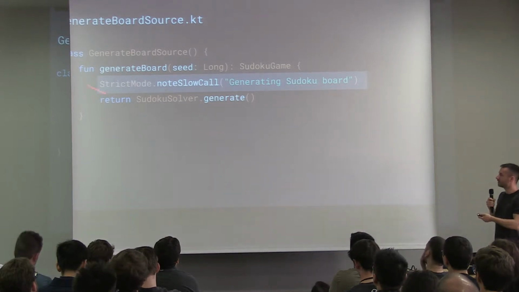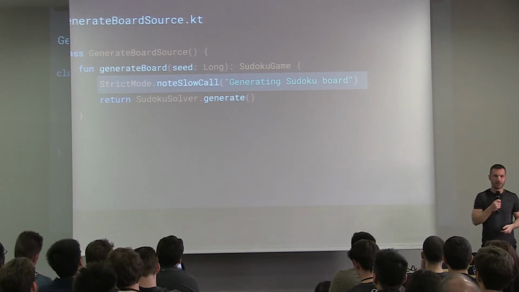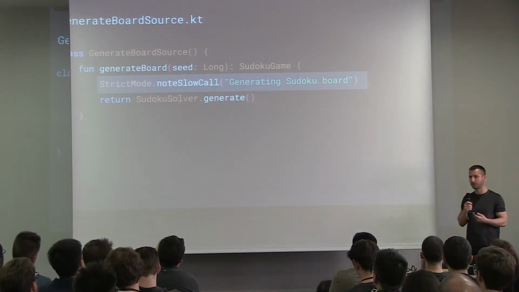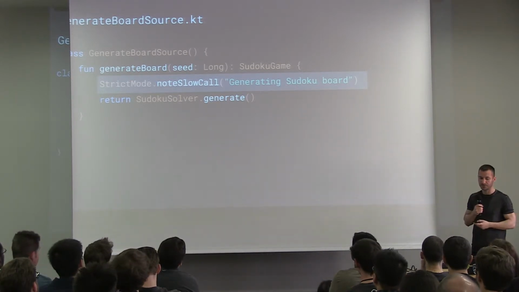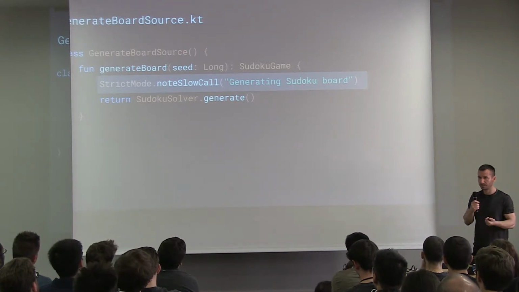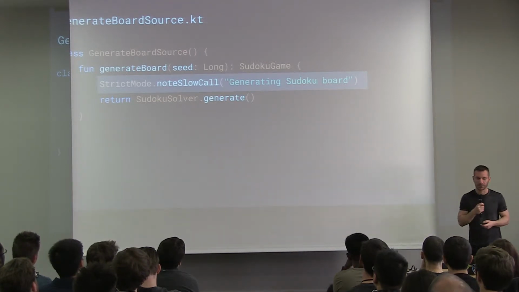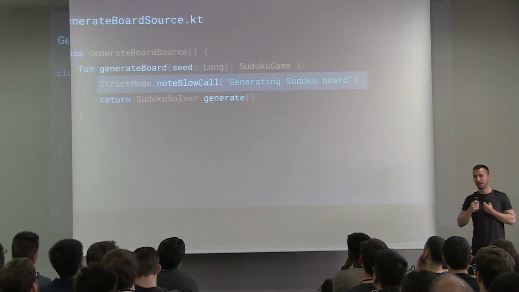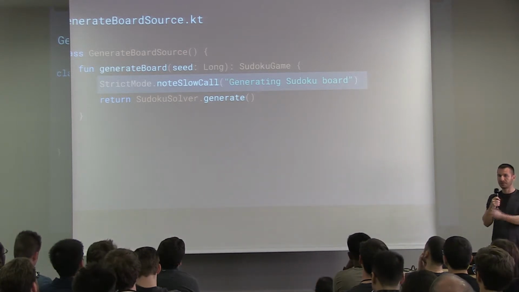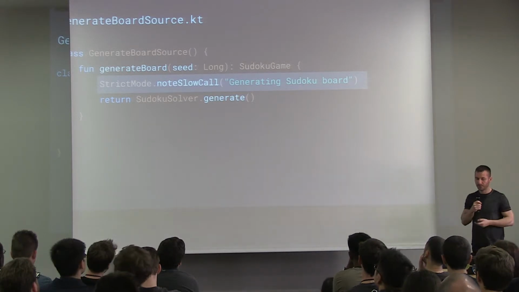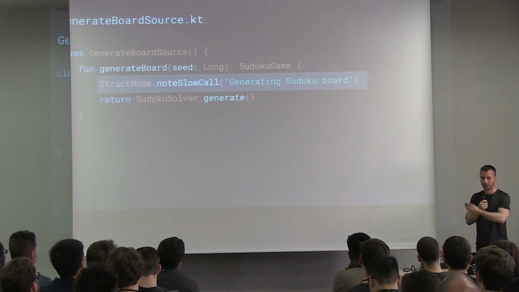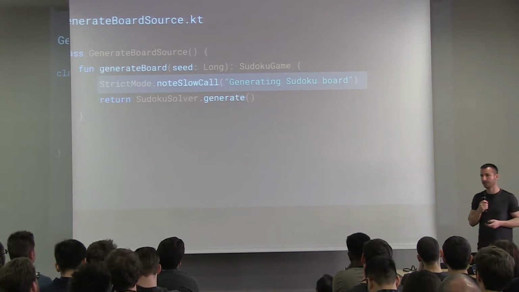So they can add this strict mode note slow call with a descriptive tag, and now if I'm using these custom calls, if I enable those in strict mode, this will work in a similar way as detecting network. So now, even though I wasn't sure if this call is long enough to cause an ANR, well, now I know. Now it will just crash, it will log, give me a tag, and I will not call it on the main thread anymore.